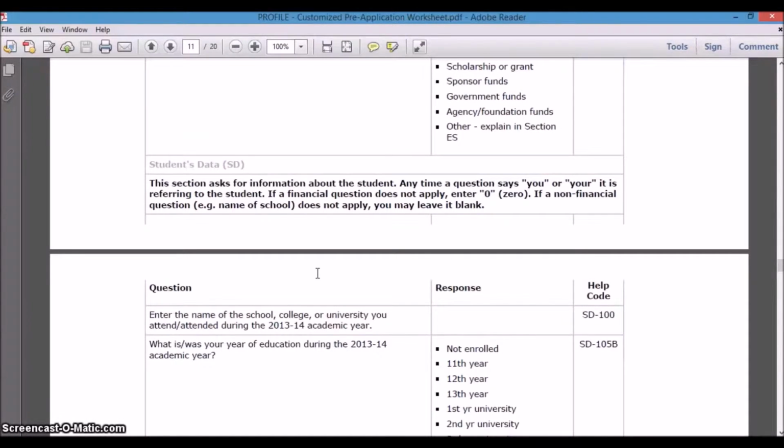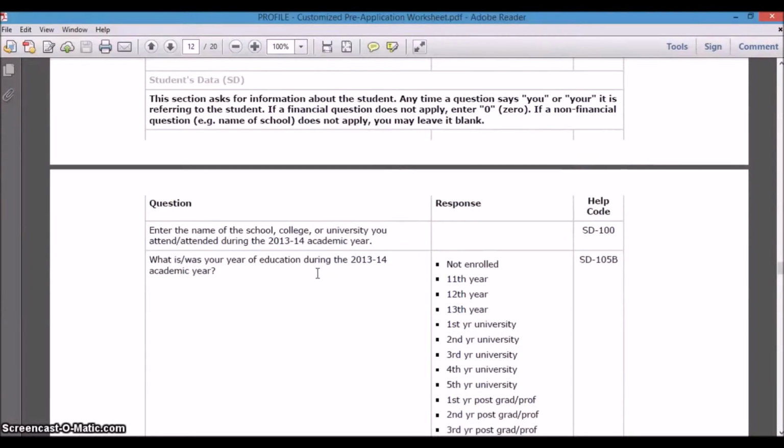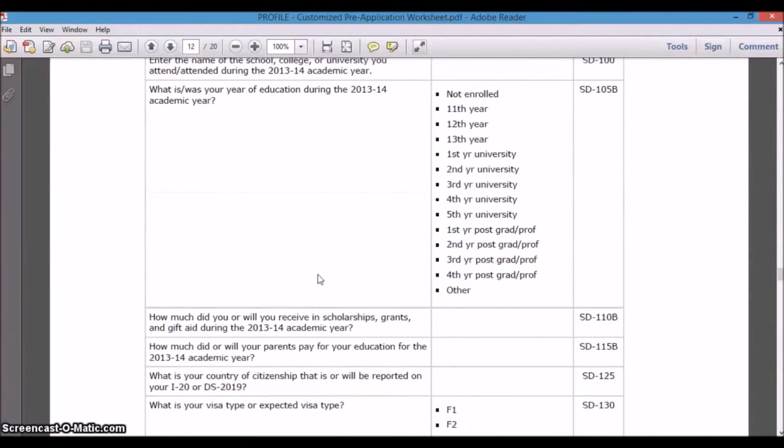The next section is students' data. So this is basically going to be about you. This is probably going to be the easiest section. You're going to enter the name of the school or college you attend. For you, it's going to be school. So just put down your school's name and also list down what grade you're in, which is the second question.